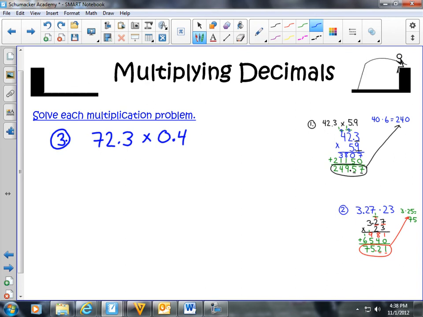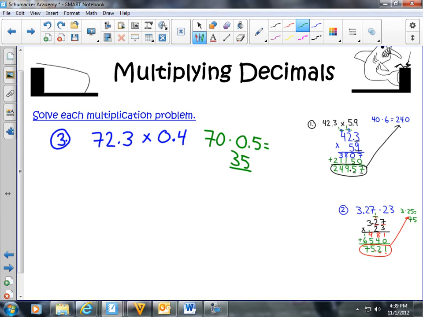Okay, so in this problem, I'm going to estimate that this is close. I'm going to say the 0.4 is close to 0.5 or half. And then I'll make the 72 into a 70, just to make the math easy. Half of 70 equals 35. So my answer should be close to 35. Again, half of 70 is 35.